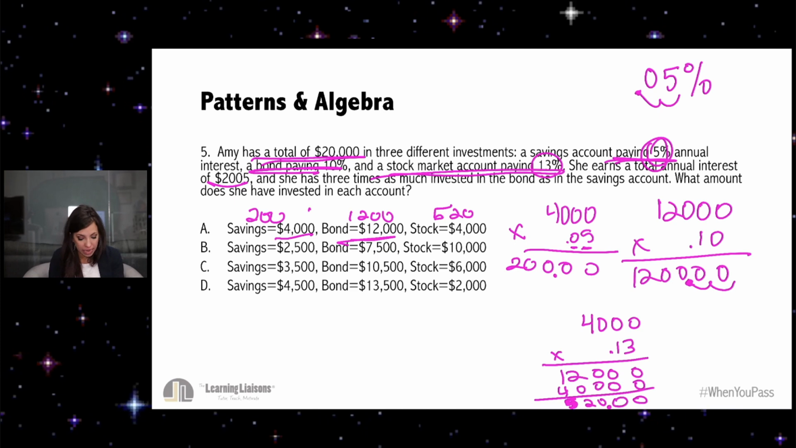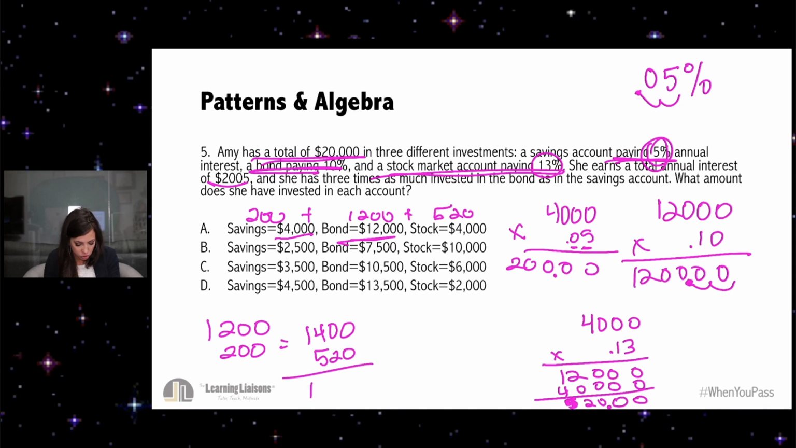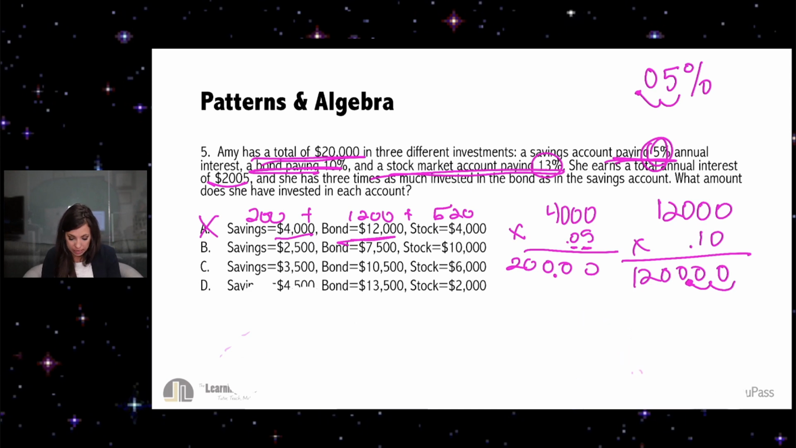Now, I'm going to add those numbers together and see if I get $2,005. 1,200 plus 200 equals 1,400. 1,400 plus 520 is $1,920. That is not $2,005. So I know that answer A is not correct. Let's go ahead and move on to answer choice B.